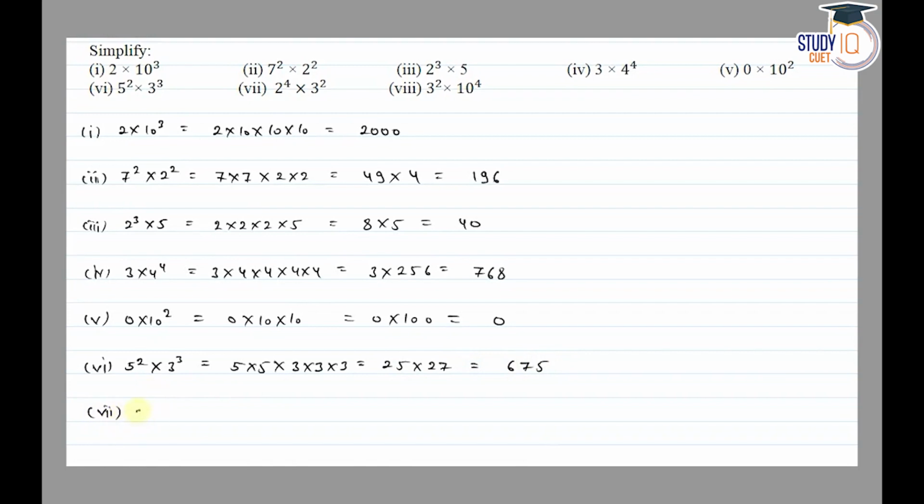The seventh part is 2 to the power 4 into 3 raised to the power 2. Its expanded form will be 2 into 2 into 2 into 2 into 3 into 3. So 2 to the 4 is 16, into 3 into 3 which is 9. 16 into 9 will be 144.